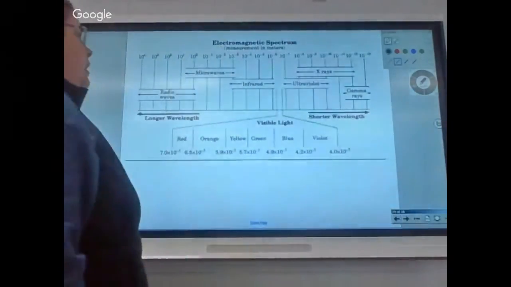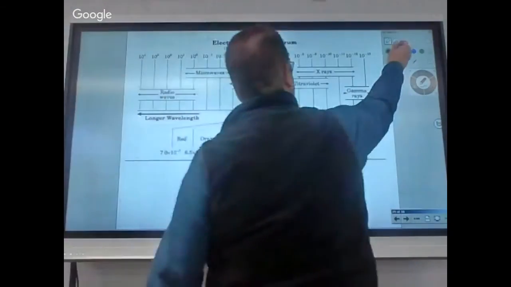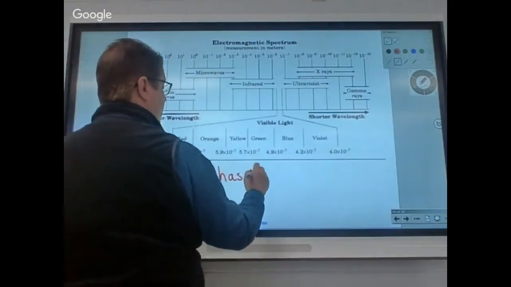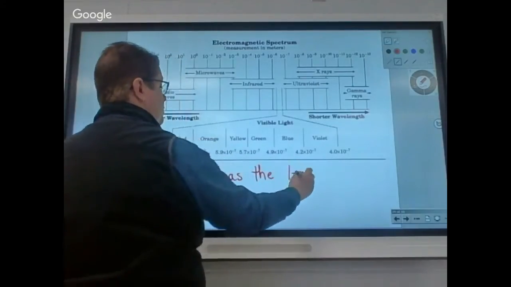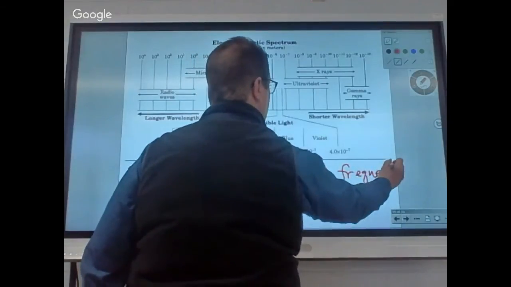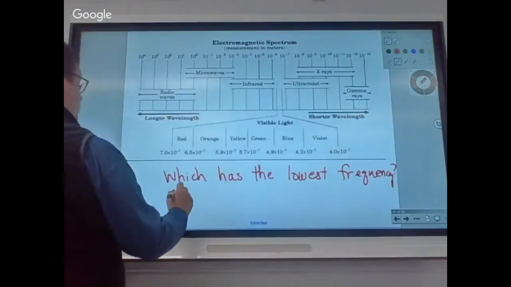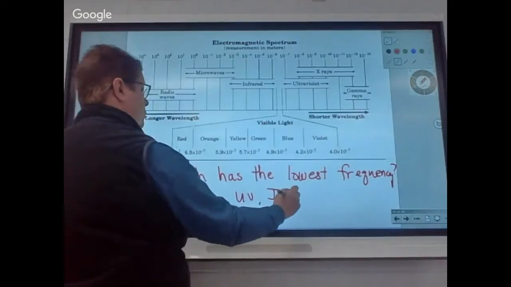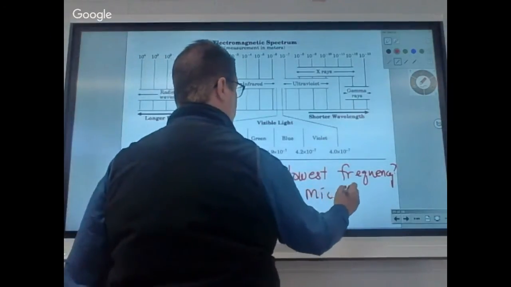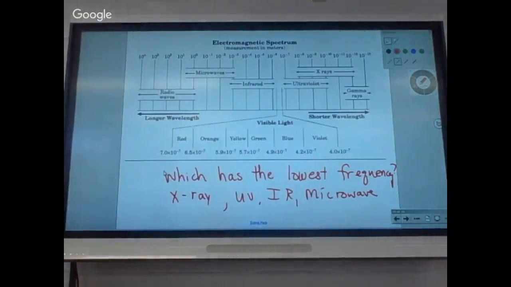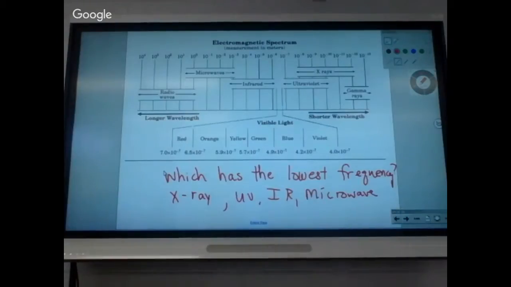So, if you look up here and the state says which has the lowest frequency, and you have choices of X-ray, UV, IR, and microwave, they want you to be able to read this based on what we just talked about. Okay? So does your chart show frequency anywhere on here on exam day?